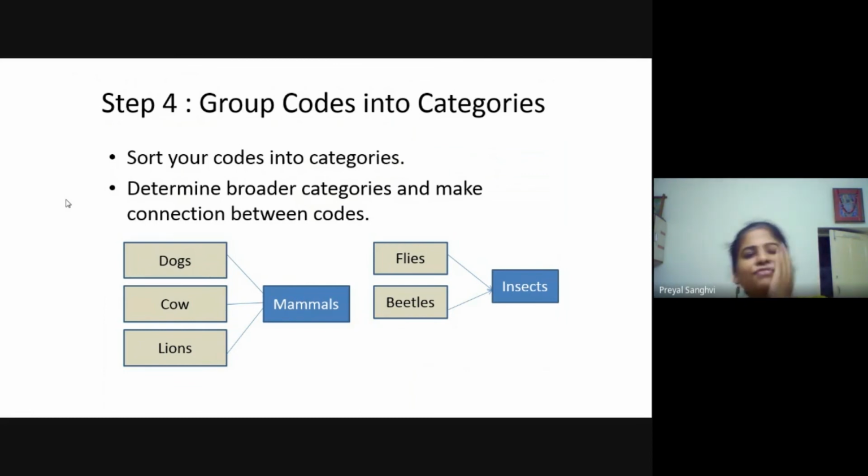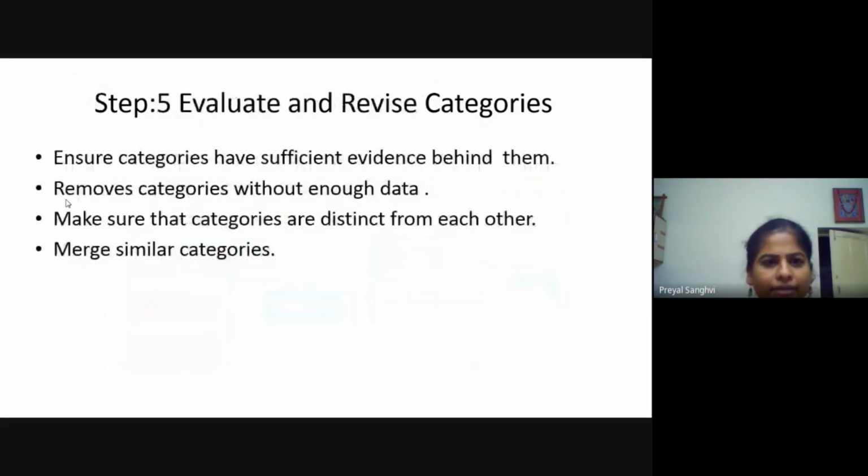So basically, the fourth step is to shorten codes into categories: determine the broader categories and make connections between the codes. Here we are going to group the similar kinds of codes into categories. This is the fourth step where we club together the same kind of codes and put them in one category.